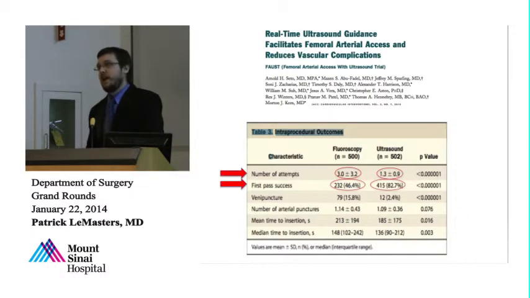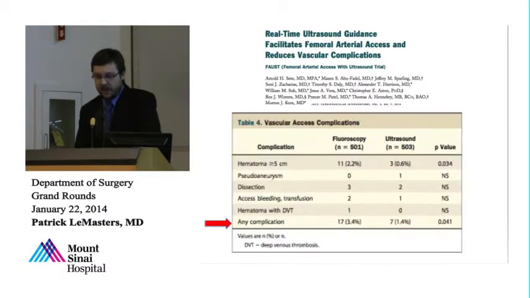The use of ultrasound is not just accepted in venous access punctures, but also in arterial access. This is a multi-center randomized controlled trial of 1,002 patients looking at ultrasound guidance versus fluoroscopy for femoral arterial access. And looking at this, ultrasound was associated with an overall reduced number of attempts at access at 1.3 versus 3, and an increased first pass success at 82% versus 46%, and an overall reduced rate of complications at 1.4% versus 3.4%.